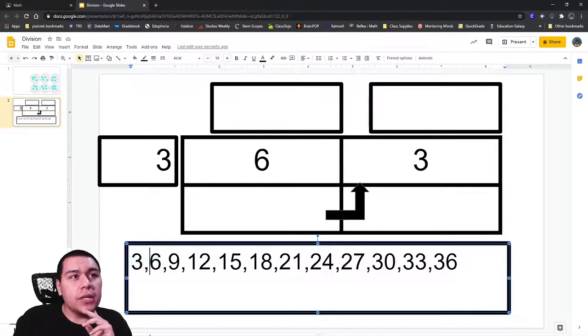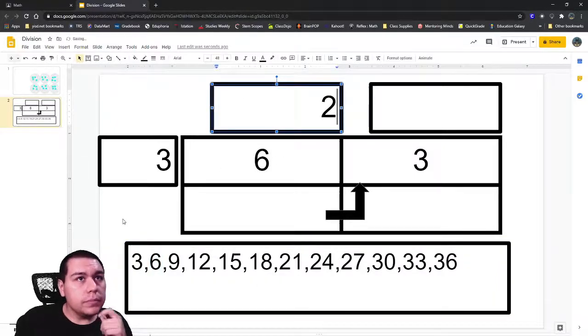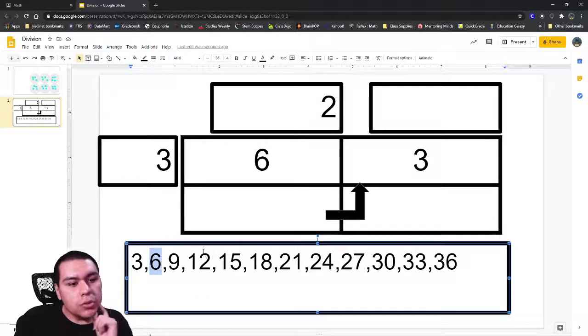Do I have enough to make 2 groups? Yeah, I have 6. Do I have enough to try to go for another one? No, because 9 is way more than 6. Plus, I matched my number exactly. So I was able to make 2 groups, or 2 in each group. When I made those 2 groups, we stopped at 6.